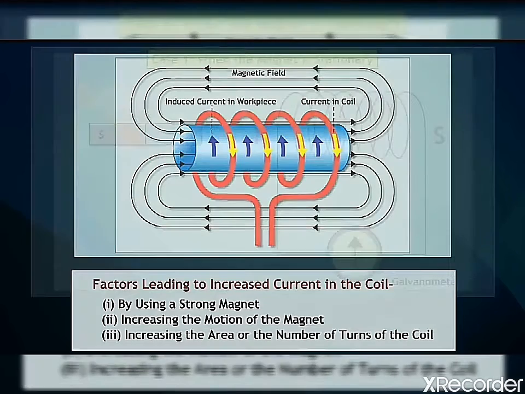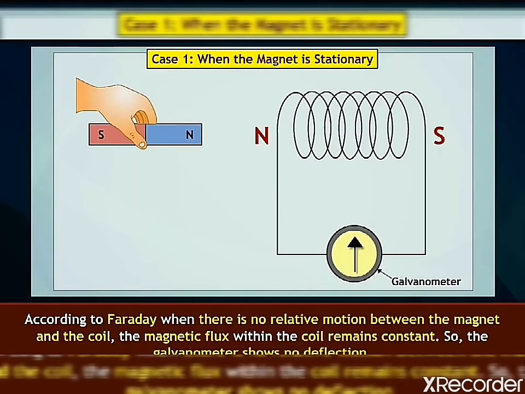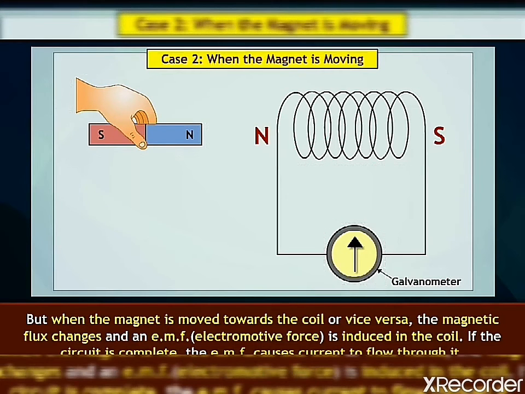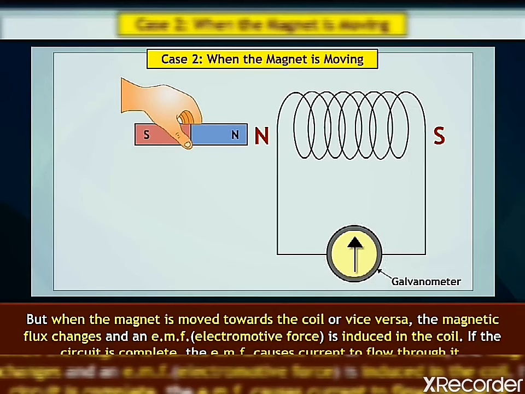In addition to this, taking you backwards to case 1, when the magnet is stationary. According to Michael Faraday, there is no relative motion between the magnet and the coil, and the magnetic flux within the coil remains constant, so the galvanometer shows no deflection. I think this is clear, as we can see the illustration there.